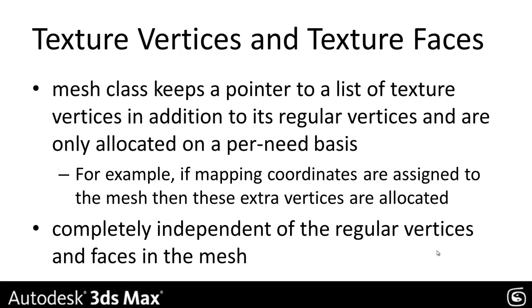Texture vertices and texture faces. The mesh class keeps a pointer to a list of texture vertices in addition to its regular vertices, and they are only allocated on a per need basis. This is for performance and efficiency. For example, if mapping coordinates are assigned to the mesh, then these extra vertices are allocated at that point in time. They don't exist until you explicitly perform the operation. This is completely independent of the regular vertices and the faces in the mesh, so it's an extra set of data. That's why it's important to only generate them when they're absolutely needed.